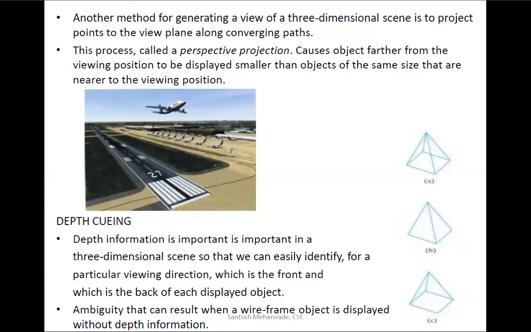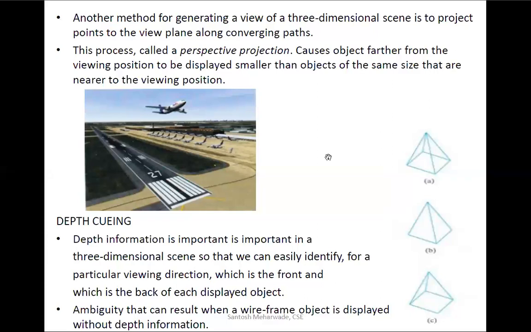The third difference is that in orthogonal projection, whether the object is near to the viewer or far from the viewer, its size always remains the same. But in perspective projection, if the object is very near to the viewer, it looks bigger, and if it is far from the viewer, it looks much smaller. These are the three important differences between orthogonal projection and perspective projection.